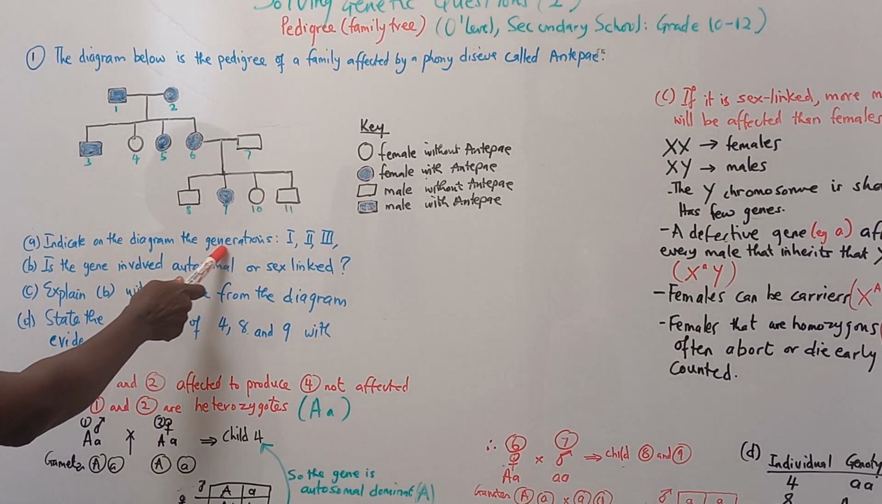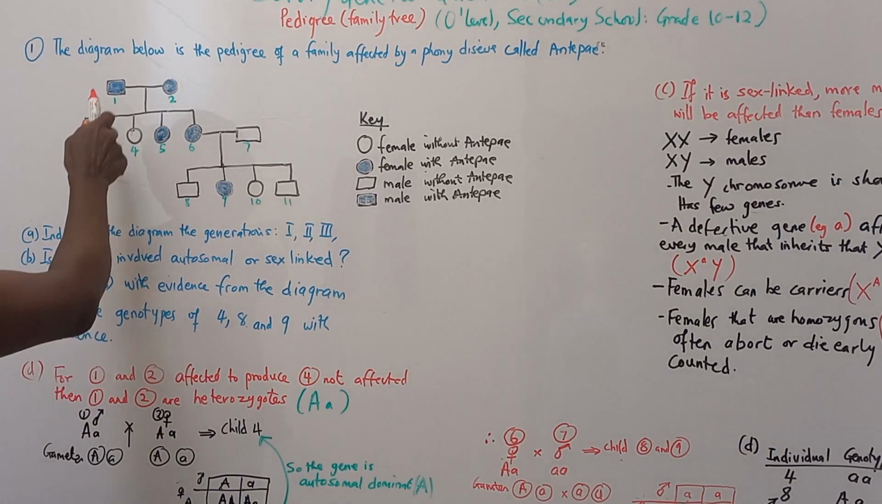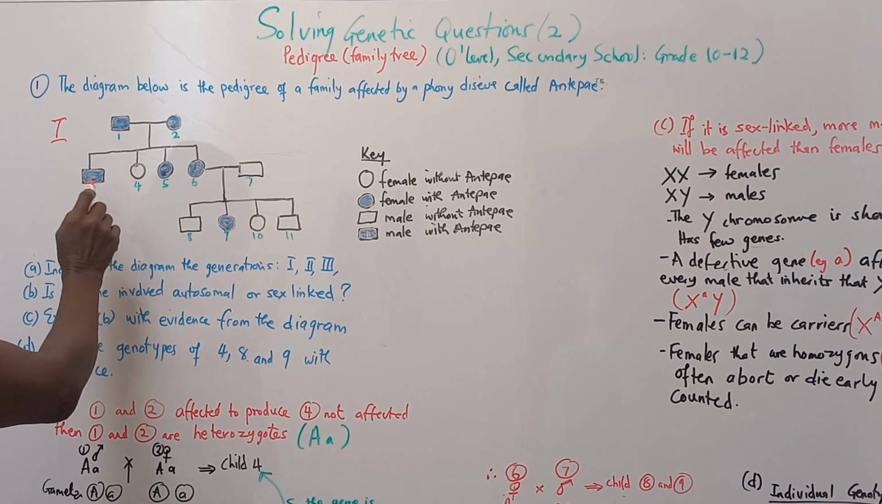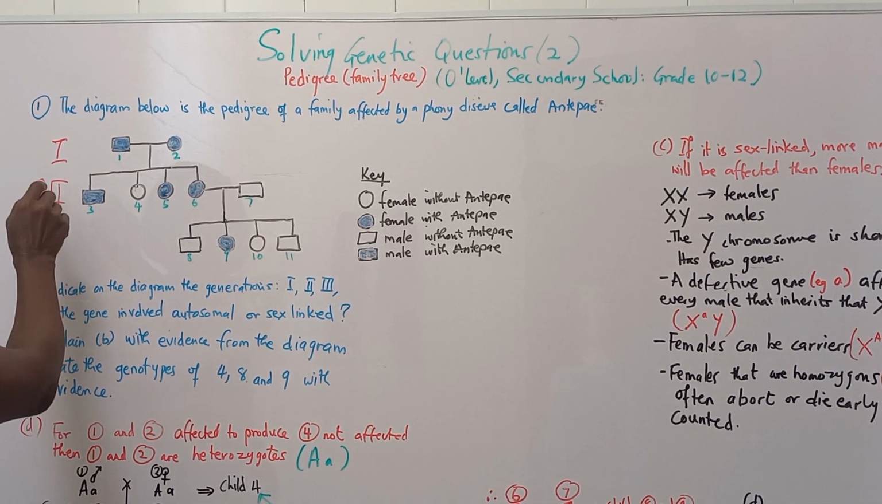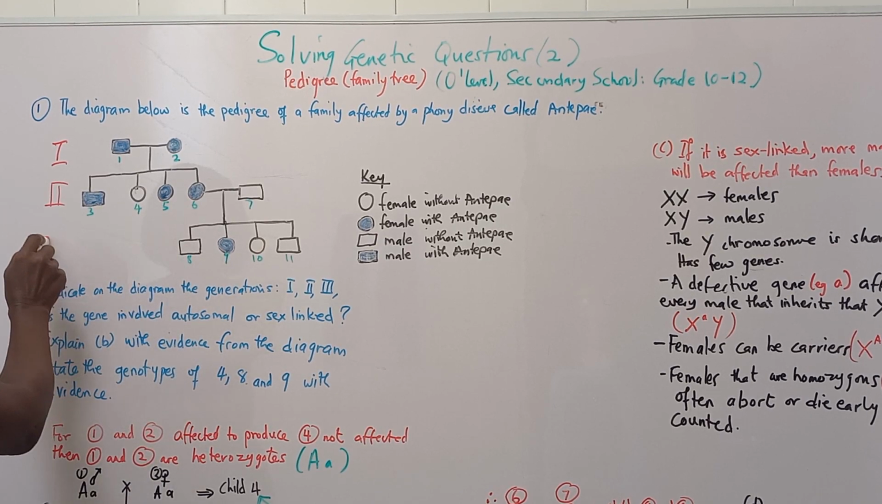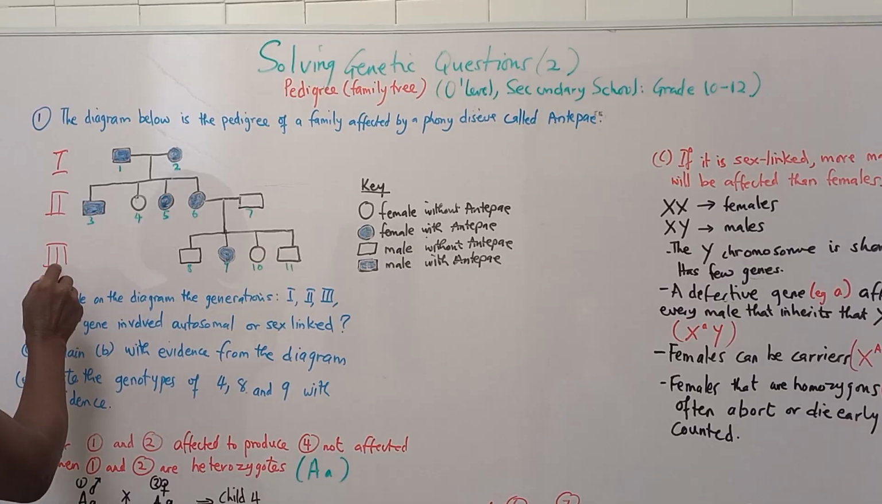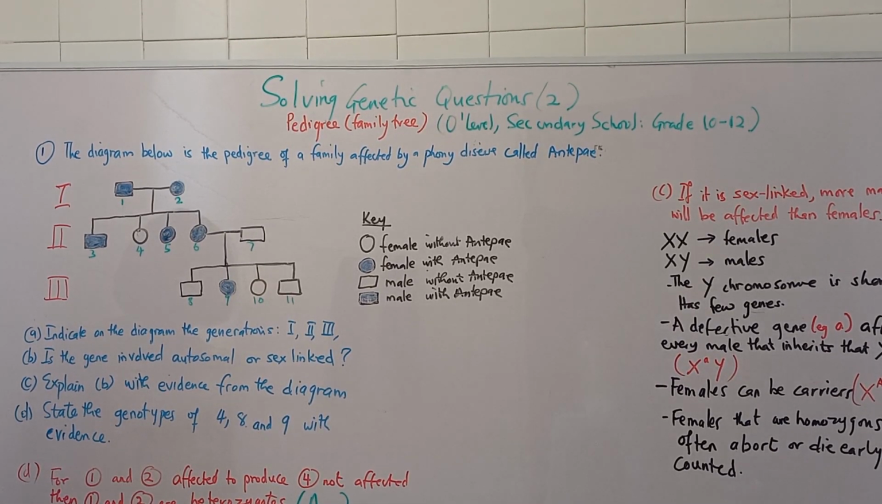Indicate on the diagram the generations 1, 2, 3. This is the diagram. This is generation 1 here, these parents. These offspring also are going to be parents. They are generation 2. And this is generation 3. 1, 2, 3 generations. Is the gene involved autosomal or sex-linked?